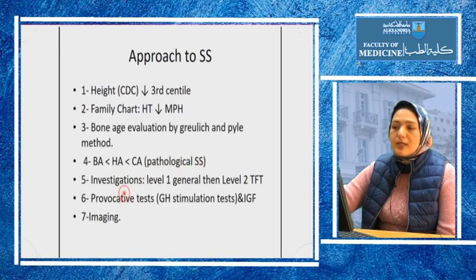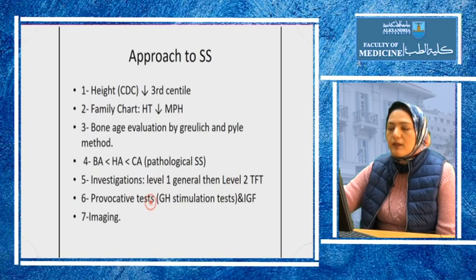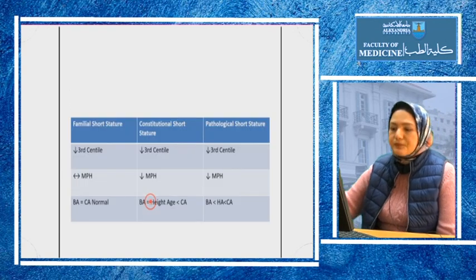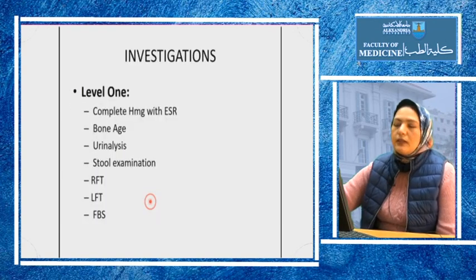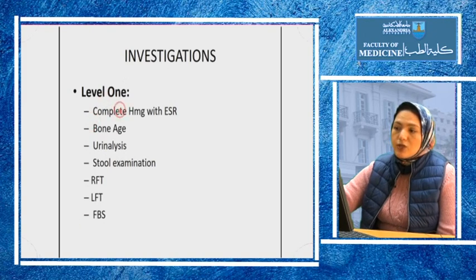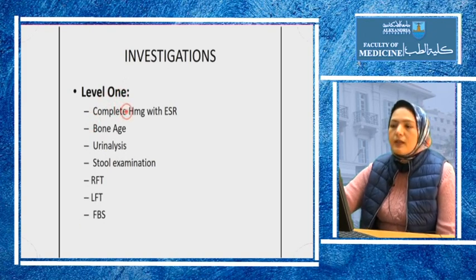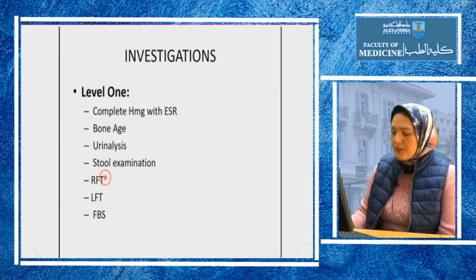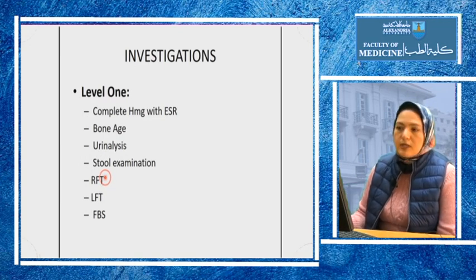The next step is investigations. We have hormonal and non-hormonal investigations for assessment of growth of short stature, and finally specific imaging. The investigations will include routine investigations. This includes CBC, ESR, CRP, bone age as you mentioned before, urine and stool examination, renal function test, liver function test, and fasting blood glucose to exclude chronic and malnutrition causes of short stature.